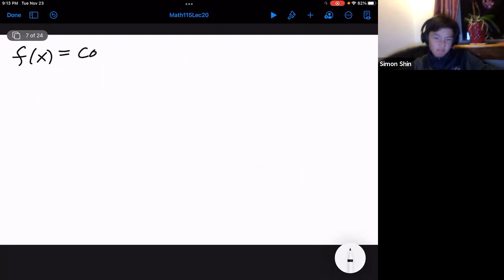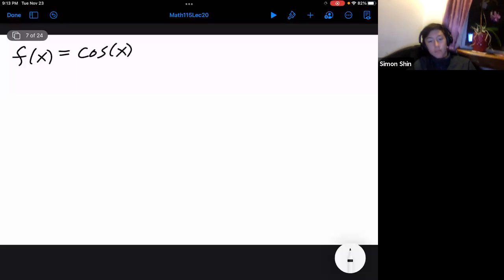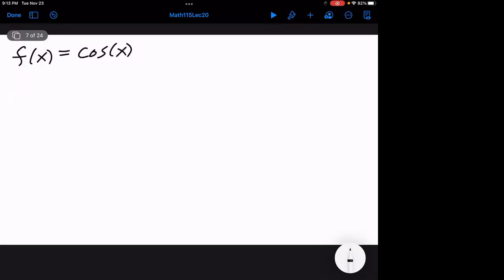So what I want to do is, we're going to end with either sine or cosine. Which would you like to do? Cosine. So let's take f of x as cosine of x. This is a fun one. What's f of 0? 1. Everybody agree cosine of 0 is 1?